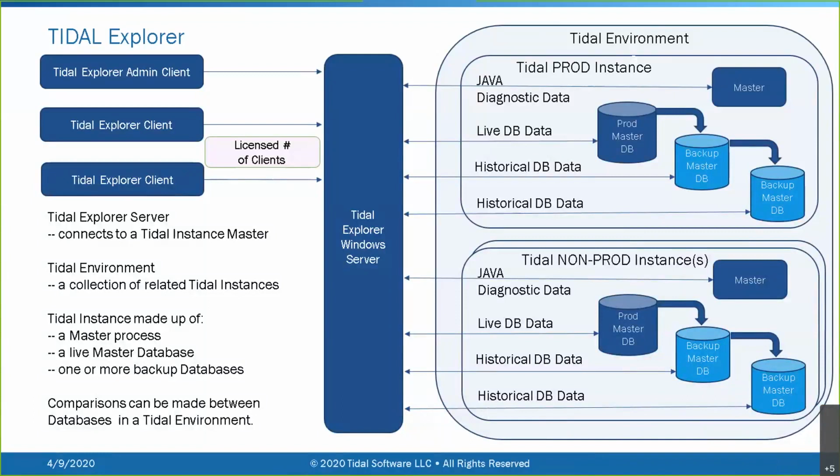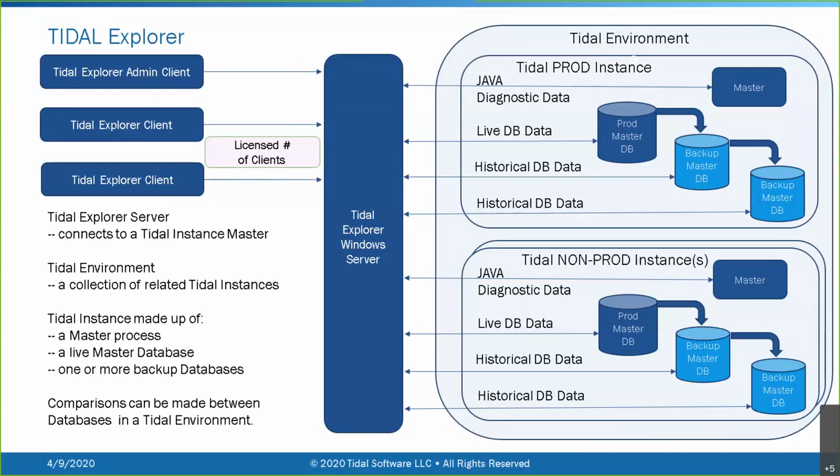So as you can see here, the middle box is the Tidal Explorer server. That is a Windows server, as Fred had mentioned earlier, and it's what connects to the various masters and databases that you're going to analyze and report on. On the left, you have clients. These are licensed by concurrent user. We'll talk about pricing for all these components in a second, but the minimum is 2 concurrent users that you can have, but you can have as many as you'd like with the product as well.